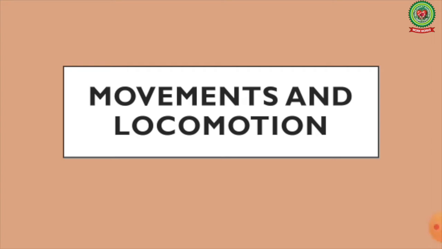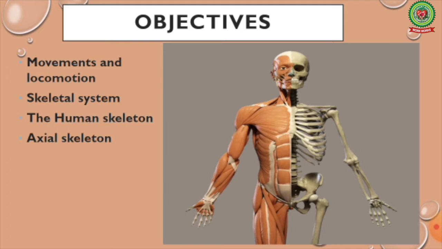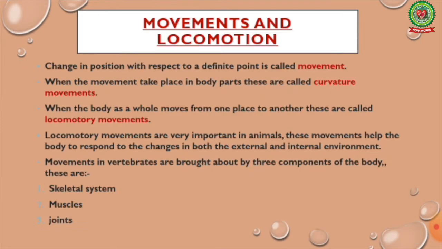Let's start with the discussion of chapter Movements and Locomotion. The main objectives that we are covering in this video are movements and locomotion, skeletal system, the human skeleton and axial skeleton. Starting with the movements and locomotion.